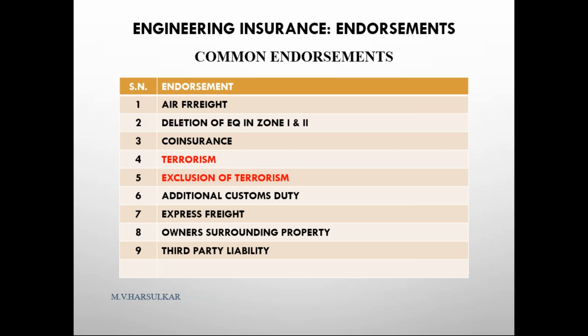Air freight, deletion of earthquake in zone 1 and 2. This was the earlier endorsement. Now since in zone 3 and 4 also premium is chargeable, the same wording may be used for 3 and 4 if it is earthquake zone 3 and 4. Then coinsurance, terrorism cover, exclusion of terrorism cover, additional custom duty, express freight, owner's surrounding property, and third party liability. These are the common endorsements applicable to all engineering policies.